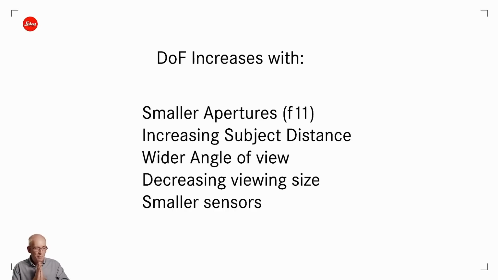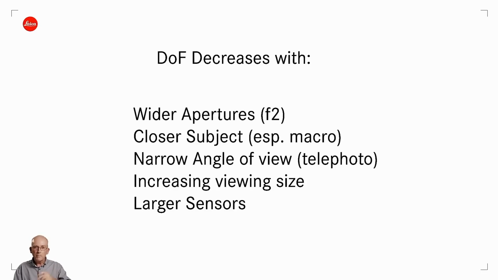Okay, so depth of field increases with smaller apertures, so going from f8 to f11, so physically smaller apertures, which is a counterintuitively larger number, remember. Increasing subject distance, wider angle of view, the field of view in the viewfinder. Decreasing viewing size, so as your prints get smaller or your viewing device gets smaller, depth of field increases, and smaller sensor sizes.